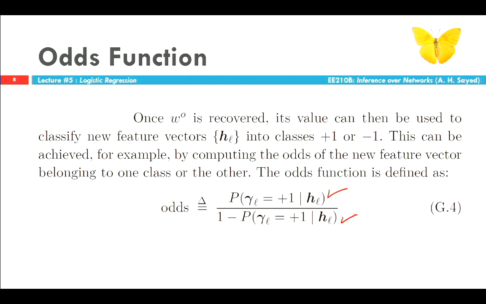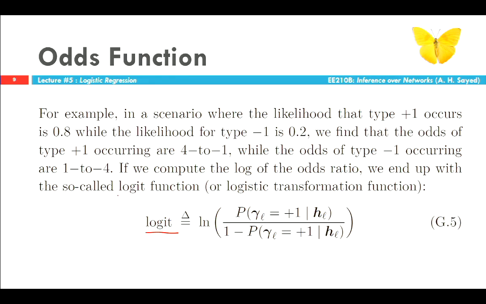Then you declare for that h that gamma is 1. If you define the odds ratio, then if it is larger than 1, you say it belongs to one class. If it's smaller than 1, you say it belongs to the other class. Or you can work with the log of this ratio, because the log of 1 is 0. So all you really need to say is that if the log of this odds function is larger than or equal to 0, it belongs to one class. Otherwise, it belongs to the other class. Here it is. You can define the logit function, which is the log of the ratio.